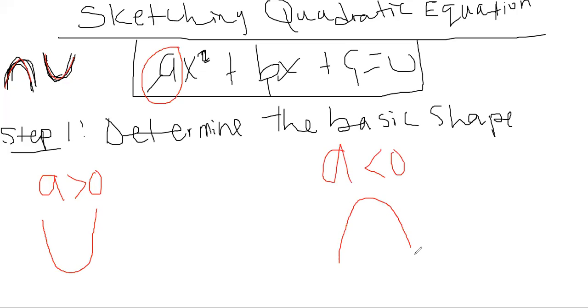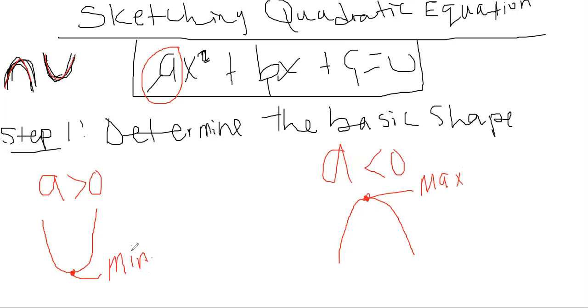U shape. So the points here, which is the highest point, and here, which is the lowest point, are very, very important points that normally in quadratics you have to find. Here we call it the maximum point of the graph. And here we call it what? The minimum point.